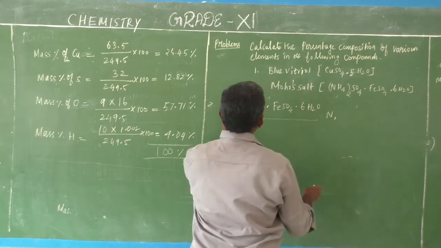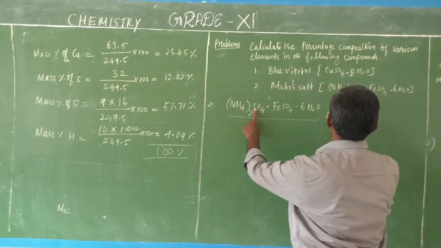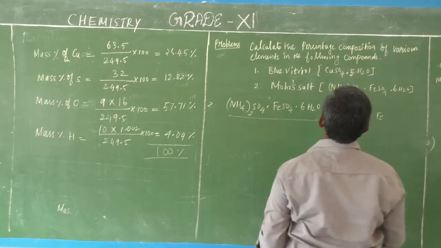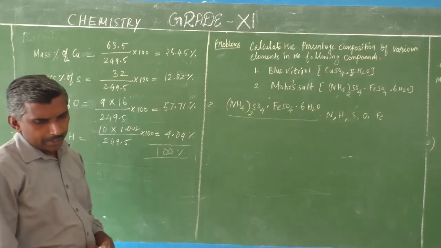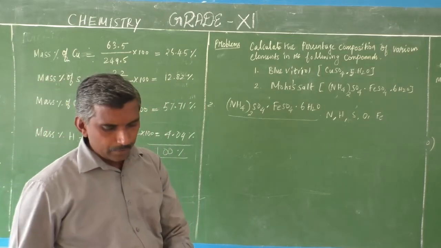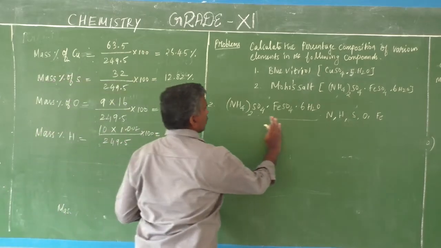Nitrogen present, hydrogen present, sulfur present, oxygen present, iron present. That's all. Total 5 elements are present. Ammonium sulfate, ferrous sulfate, and this is a Mohr's salt.